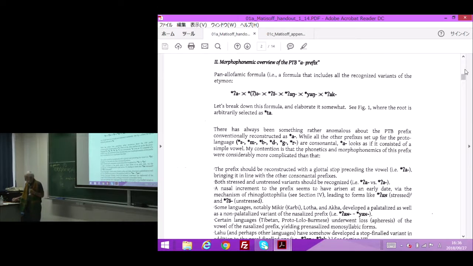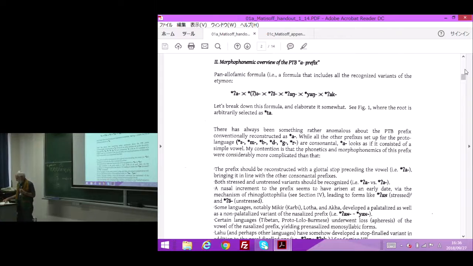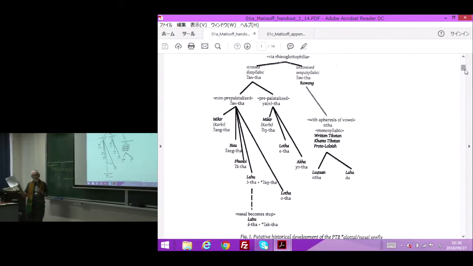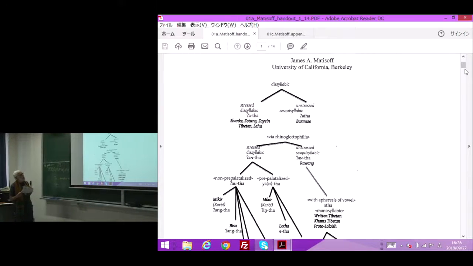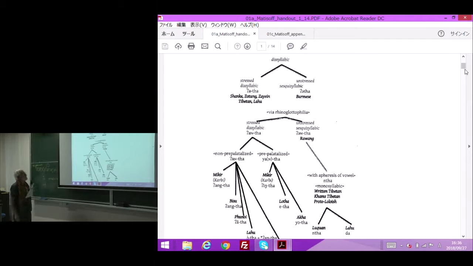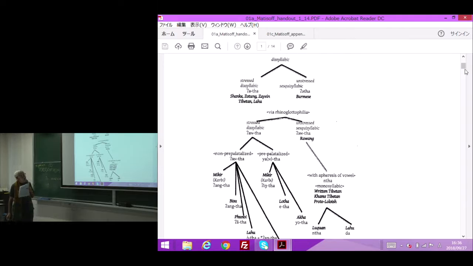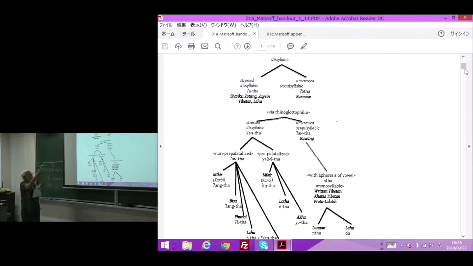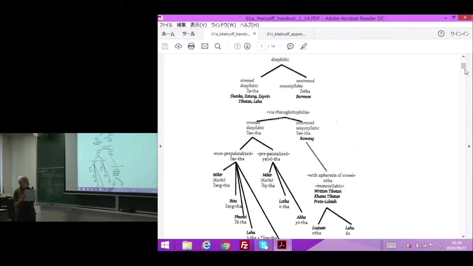On this first page here, I take an arbitrary syllable ta and show what happens to it in the various languages. Many languages have disyllabic forms with a fully syllabic a. These include several languages described by Shintani Tadahiko: Shanke, Zotong, Zayang. Shanke is a Naga language. Zotong is a Chin language. Zayang is a Karenic language. You have Tibetan and Lahu.